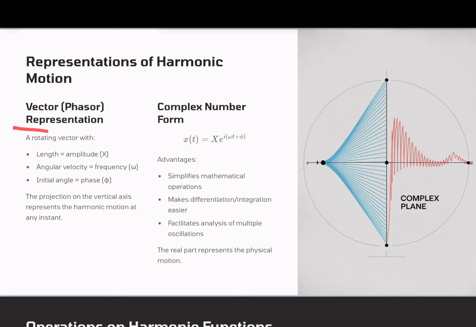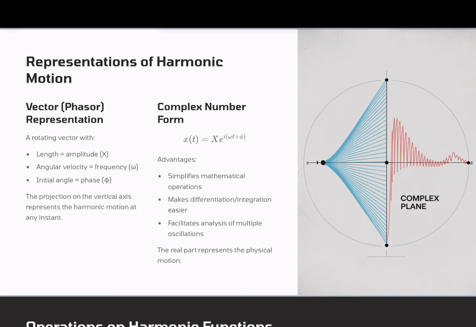First, the vector. Imagine harmonic motion as the projection of a rotating vector or phasor on the vertical axis. The length of the vector is the amplitude. The angular velocity of rotation is the frequency, and the initial angle corresponds to the phase alpha. Okay, so as the vector rotates, its projection gives the sine wave we see in harmonic motion. This is a very intuitive geometric way to represent vibration.